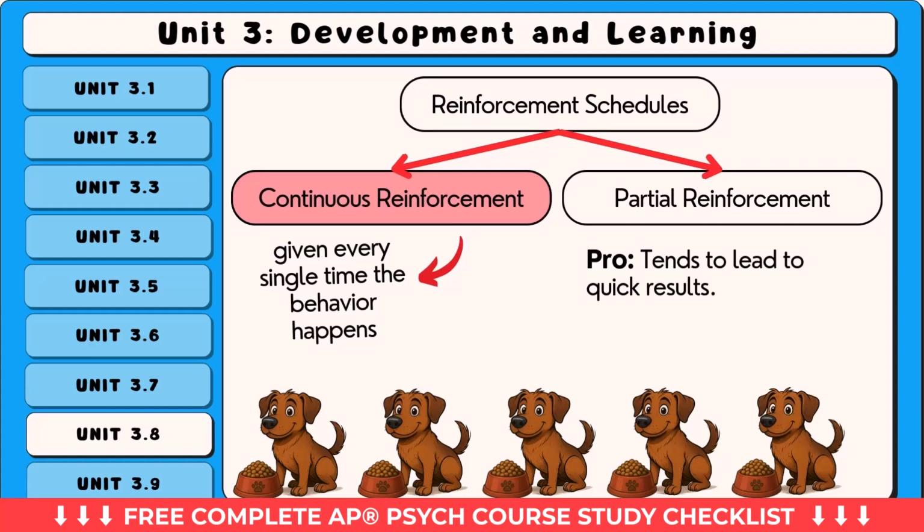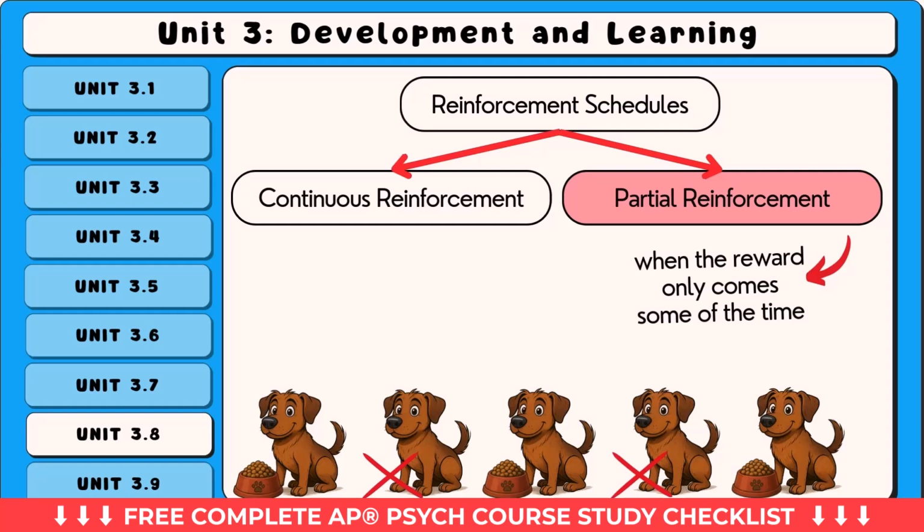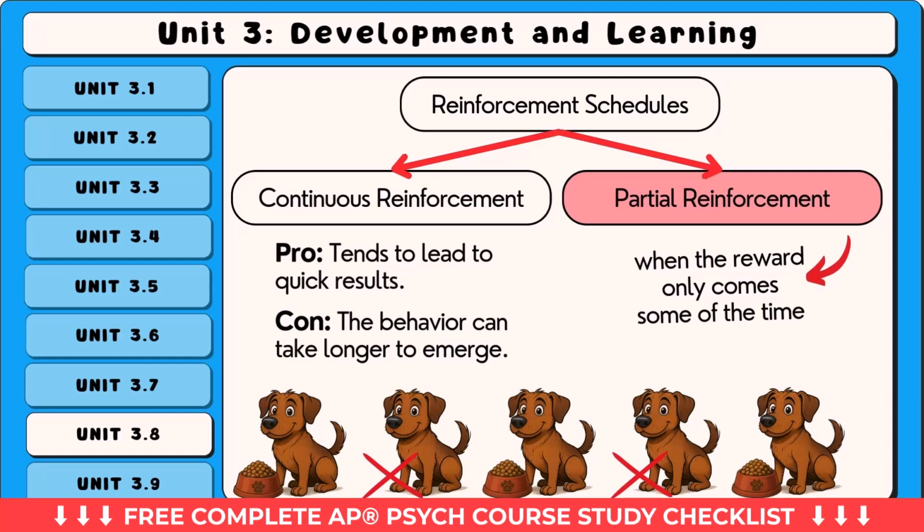The benefit of continuous reinforcement is it tends to lead to quick results. But there's a downside. If the treats stop, the behavior can disappear quickly too. Partial reinforcement is when the reward only comes some of the time. The benefit of partial reinforcement is that it makes the behavior more likely to last, even when rewards don't come often, because the person or animal keeps trying in case the reward shows up. The downside is that the behavior may take a longer time to emerge in the first place.